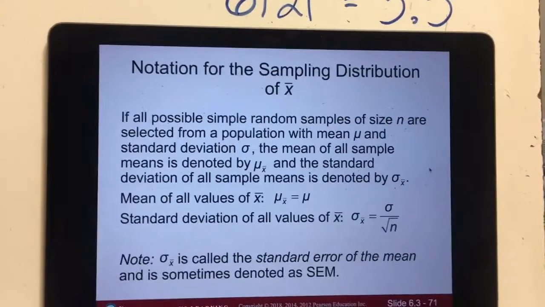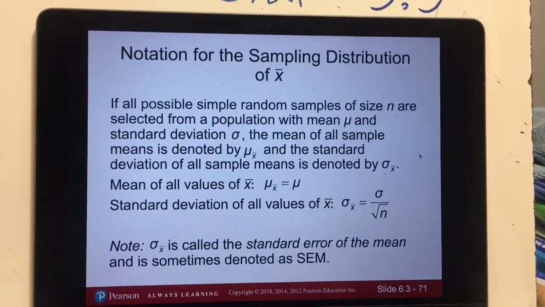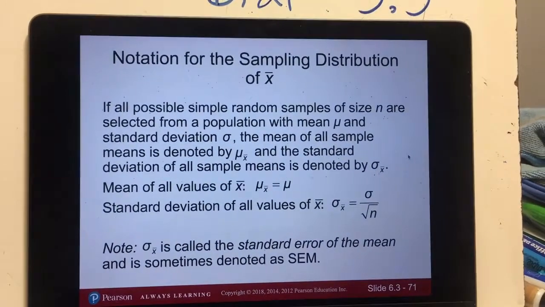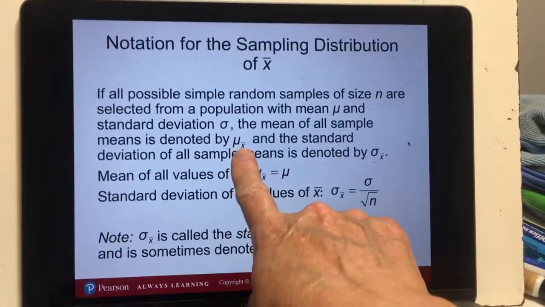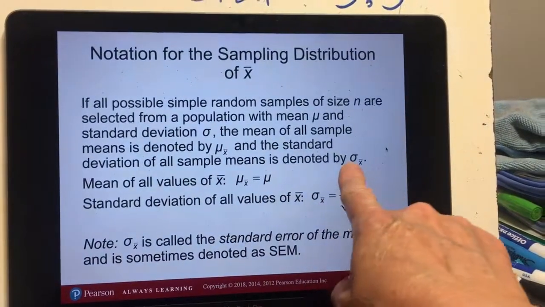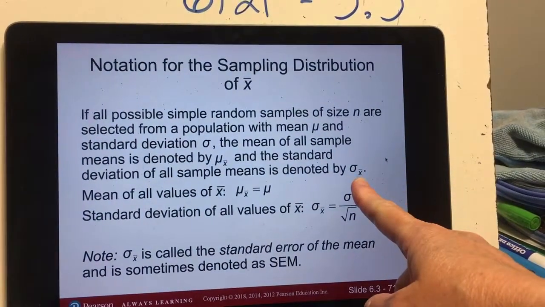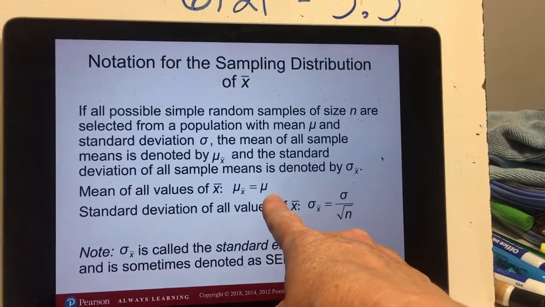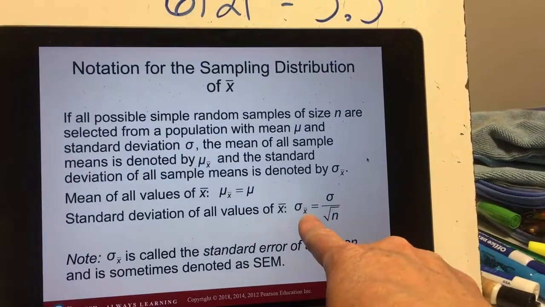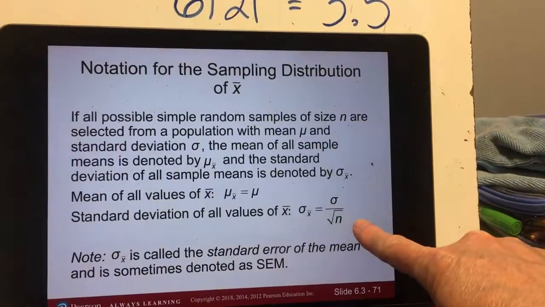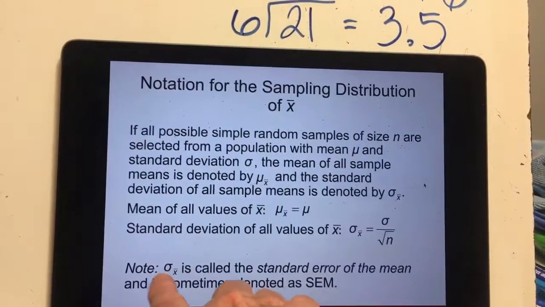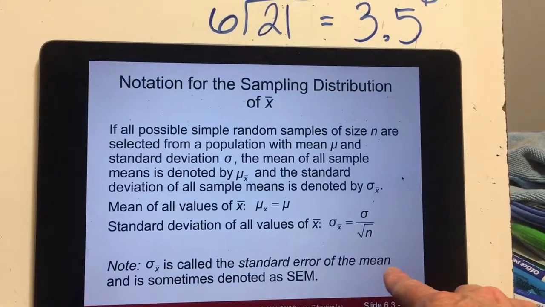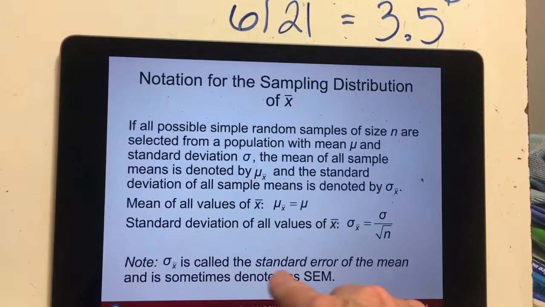If all possible simple random samples of size n are selected from a population with mean mu and standard deviation sigma, the mean of all sample means is denoted by mu of x bar, and the standard deviation of all sample means is denoted by sigma of x bar. The mean of all values of x bar is going to be the same as the mean of the population. The standard deviation of x bar is going to be the population standard deviation divided by the square root of n. Note, sigma of x bar is called the standard error of the mean and is sometimes denoted as SEM.